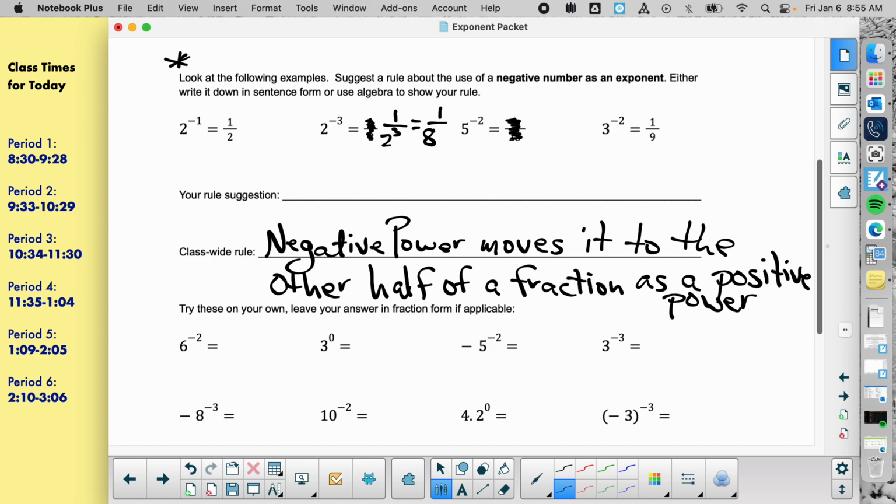Five to the negative 2 power. It's a negative power, which means I need to move it to the other half as a positive power. So instead of writing it as negative 2 power on top, I'm going to write it as positive 2 power on the bottom. And if nothing is on top, I just leave it as a 1. And this is 1/25.